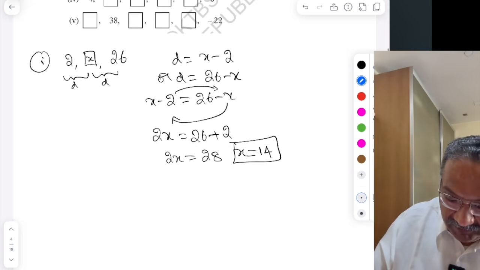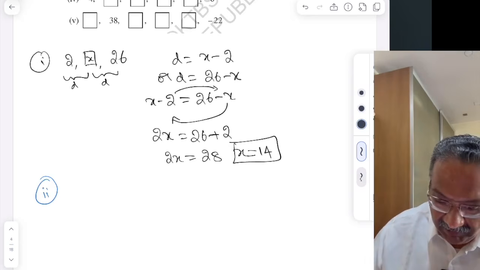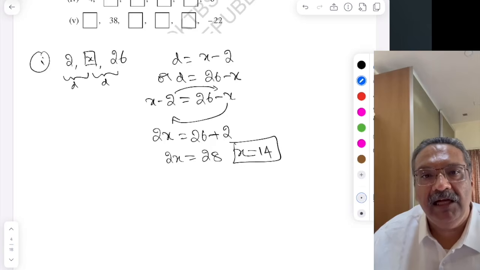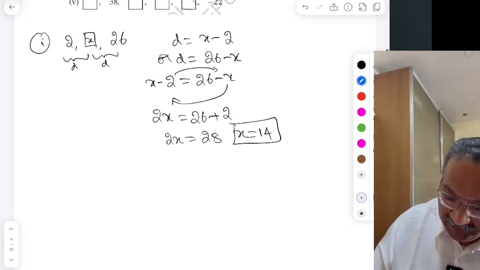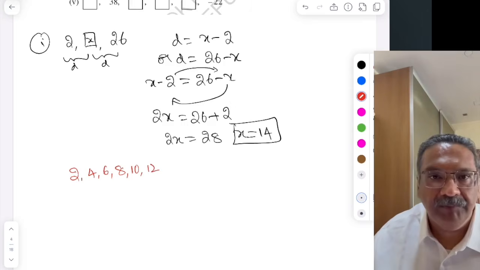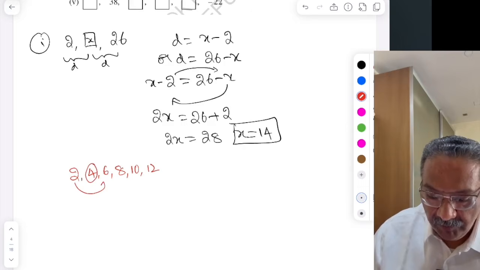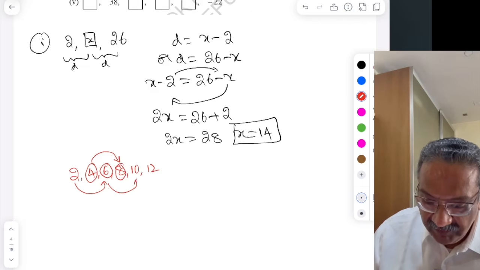See, observe this. In any AP, if you take any AP, among three consecutive terms the middle term will be the average of the left and the right term. You take, for example, any AP. Let us say you are taking 2, 4, 6, 8, 10, 12. You take any middle number. See, this is the average of these two. This is the average of these two. Correct? Similarly, this is the average of these two.